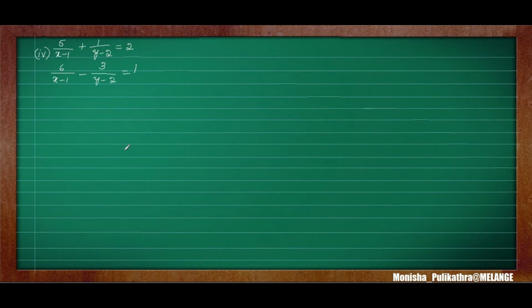Moving on to the last question of this session. Here it is a little bit lengthier, so please concentrate. So 5 by x minus 1 plus 1 by y minus 2 is equal to 2. 6 by x minus 1 minus 3 by y minus 2 is equal to 1.